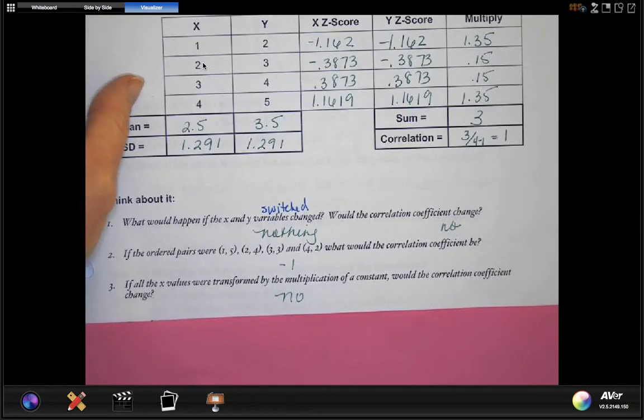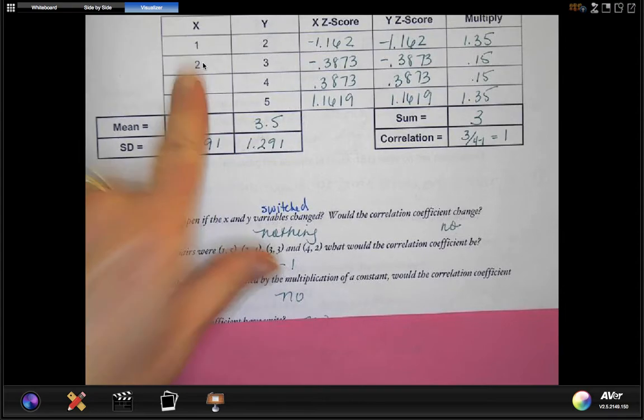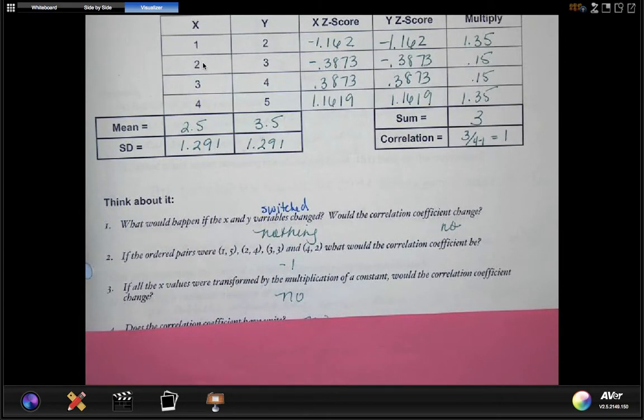Does the correlation coefficient have units? So again, when we take that difference in the numerator and divide it by the standard deviation in the denominator, we are canceling out the units. So z-scores don't have units, so there are no units for correlation.